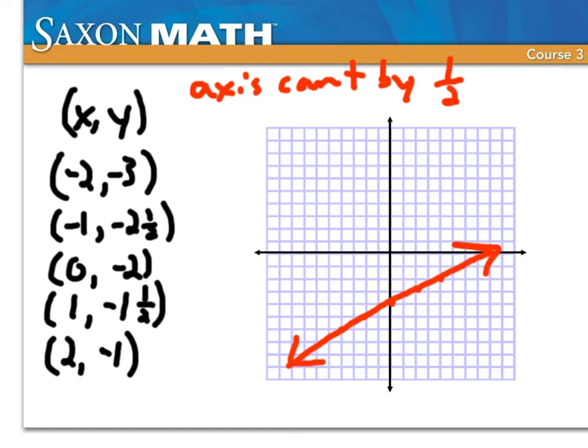Now you could have done these axes by counting by 1. Then you would just need to put your dots in the middle of your lines, but that's possible. I know that's a long video, but there's a lot of important information there, so make sure you take your time and ask questions if you need them. Good luck on your homework.